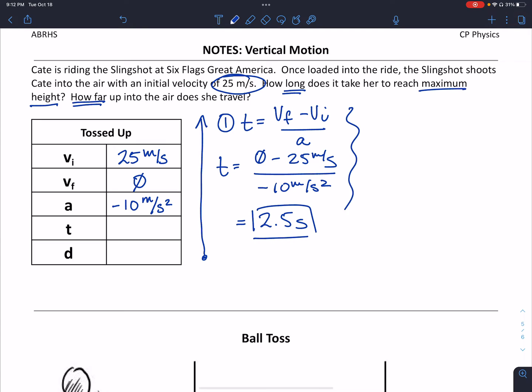All right, the second part of the problem wants to know, what is that maximum height? So here you have a couple choices. You can use your distance formula and solve for distance, or you can use v average. I'm going to just use the distance formula.